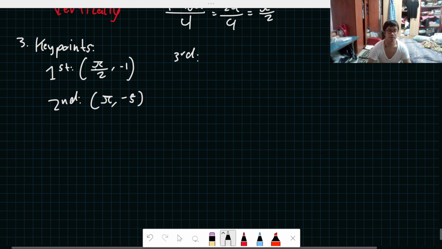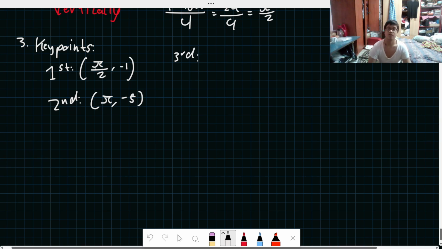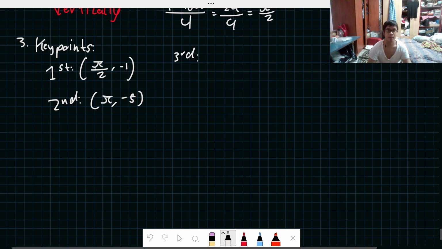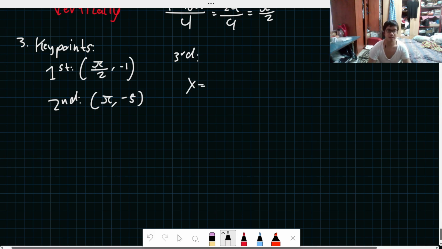So the third key point, what's that again? If you're going to find the x value, you're going to add pi all over 2 to the recent x value found, which is pi. So this would be 3 pi all over 2, right? 2 pi plus pi is 3 pi, so 3 pi all over 2.